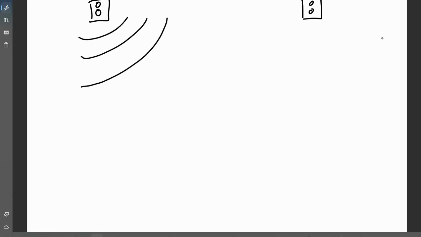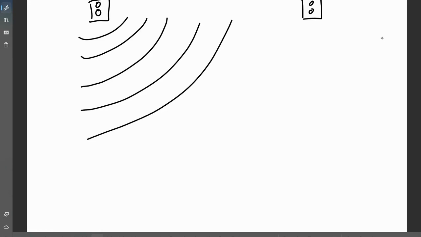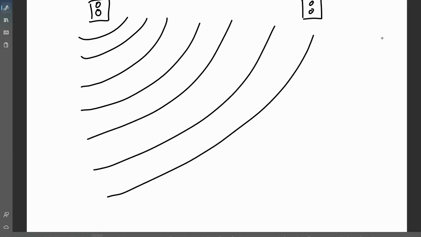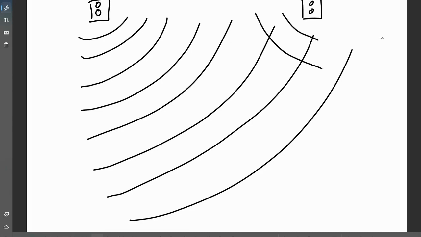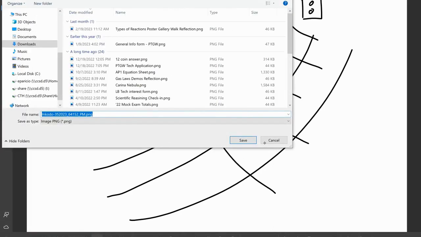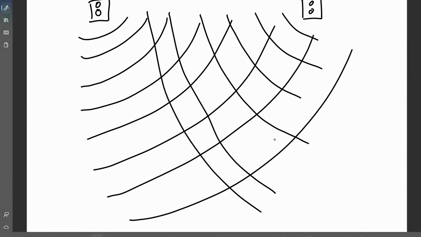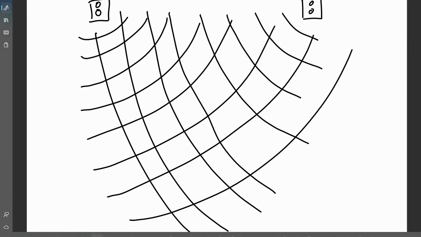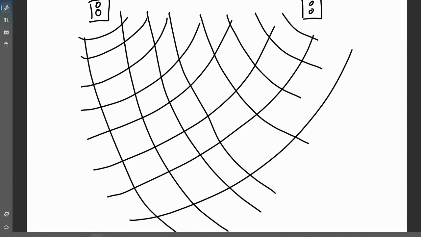Because what happens is, let's say we get a speaker and a speaker. This speaker emits sound waves that oscillate out, and I'm just going to call these wave fronts. These are just the wave fronts. I'm going to try to make them as evenly spaced as I can, but I'm terrible at this. All right, so that speaker creates those sound waves. And this speaker creates sound waves exactly the same way. And I'm going to try my very best to make these evenly spaced.